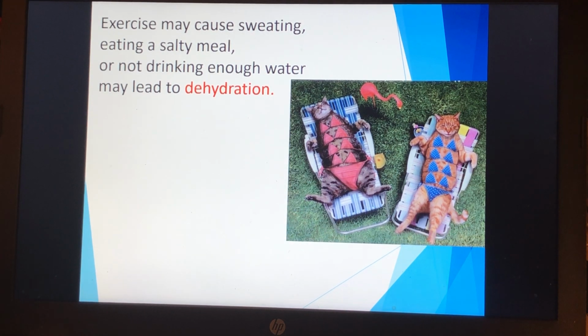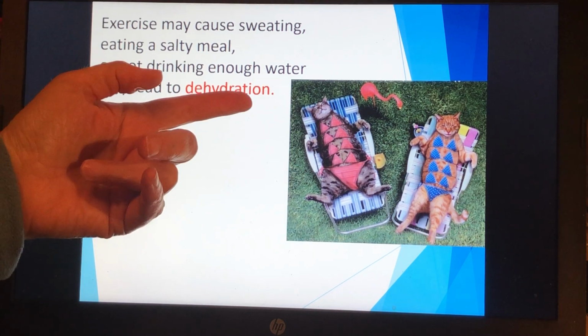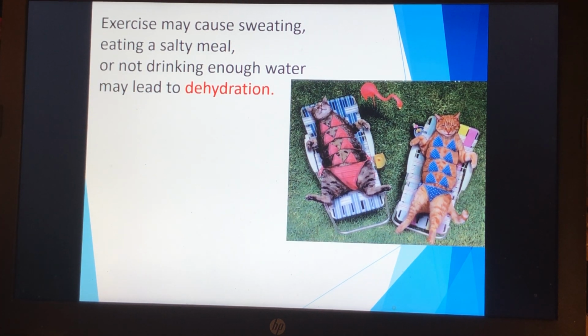I just like that photograph of the cats, and I thought, well, if you're lying out in the sun as well, you're going to sweat. So yeah, you're going to end up possibly getting dehydrated.